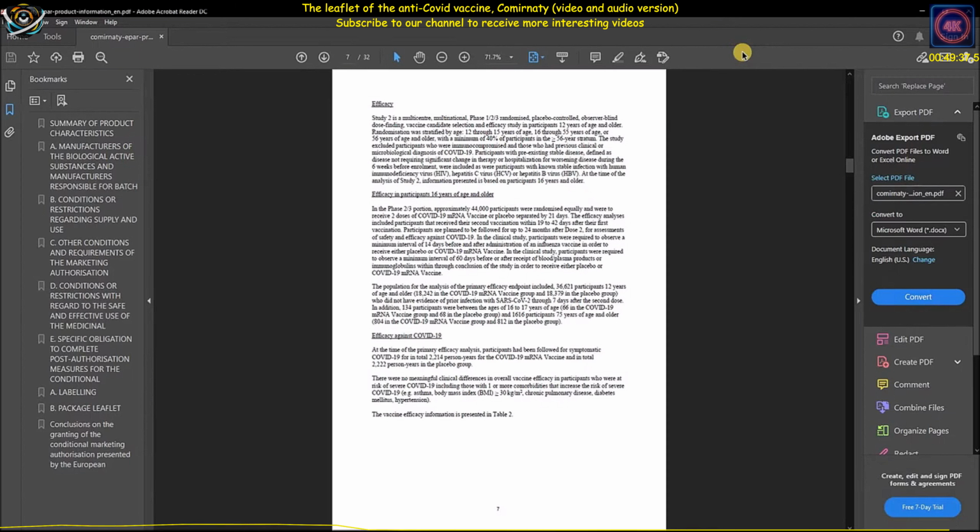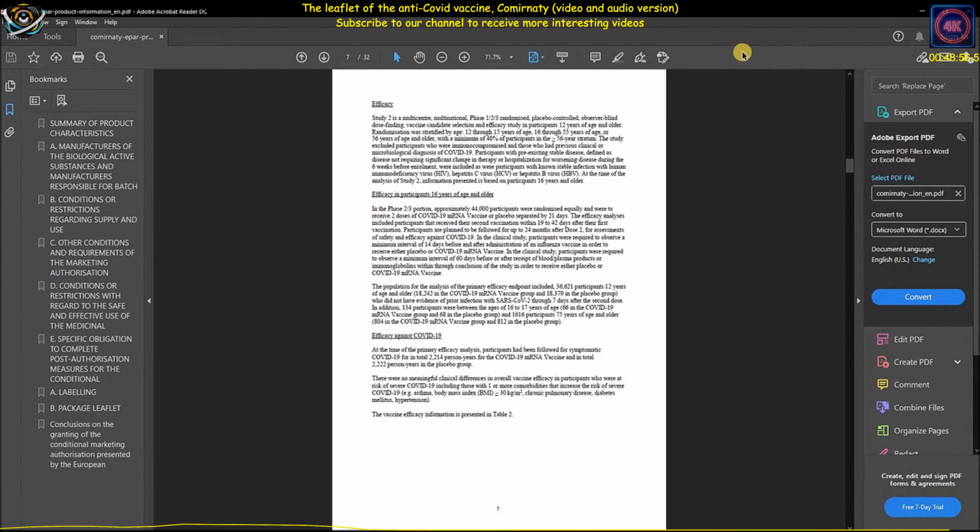The study excluded participants who were immunocompromised and those who had previous clinical or microbiological diagnosis of COVID-19. Participants with pre-existing stable disease, defined as disease not requiring significant change in therapy or hospitalization for worsening disease during the 6 weeks before enrollment, were included, as were participants with known stable infection with human immunodeficiency virus, HIV, hepatitis C virus, HCV, or hepatitis B virus, HBV. At the time of the analysis of Study 2, information presented is based on participants 16 years and older.